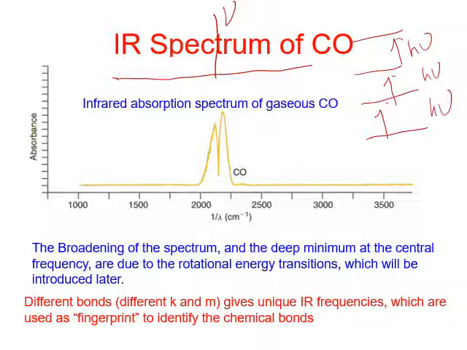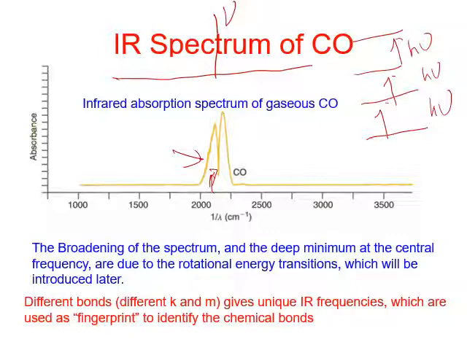However, when we perform infrared absorption of molecules, we usually see a broad absorption like this one. Sometimes there's a deep minimum at the center. This can be explained after we introduce the rotation of the molecules, because when molecules vibrate, they also rotate, and the rotation also absorbs light.